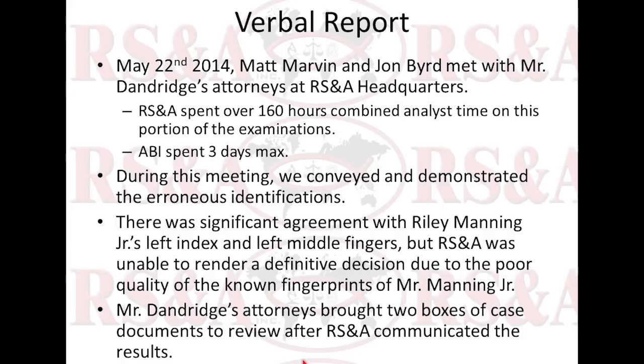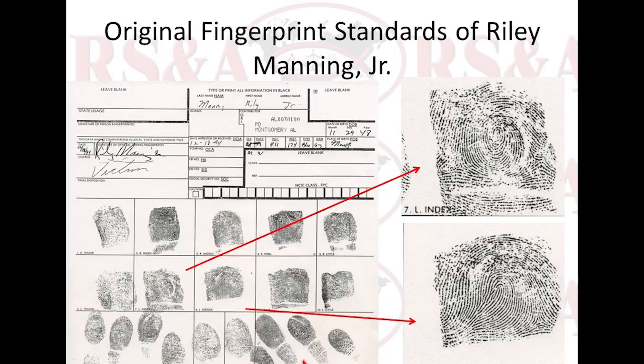And we gave our verbal results, and after we gave our verbal results of the exclusions and also the level of correspondence, albeit not enough for an identification with the known prints that we had of Riley Manning Jr., the attorneys brought with, and here's a slide of the prints we had. So what you can see is that in the latent impression, L2, that went actually down into the joint, we really needed some more detail down below the delta down here.